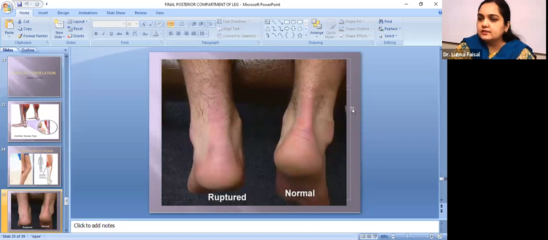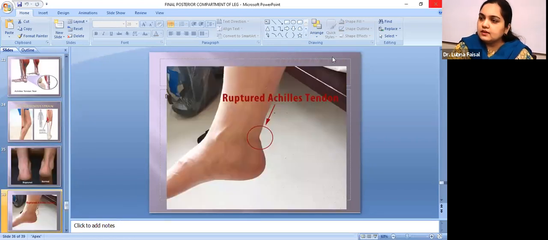Now you can see in this slide, and you can compare these two slides, the normal Achilles tendon appearance and the ruptured Achilles. This is the tendon, the muscle belly. The starting point where it expands, later on narrows down to form the tendon. This is the normal appearance of the Achilles tendon. And if it gets ruptured, look at this appearance of the ruptured Achilles tendon. When ruptured, it will produce a gap.